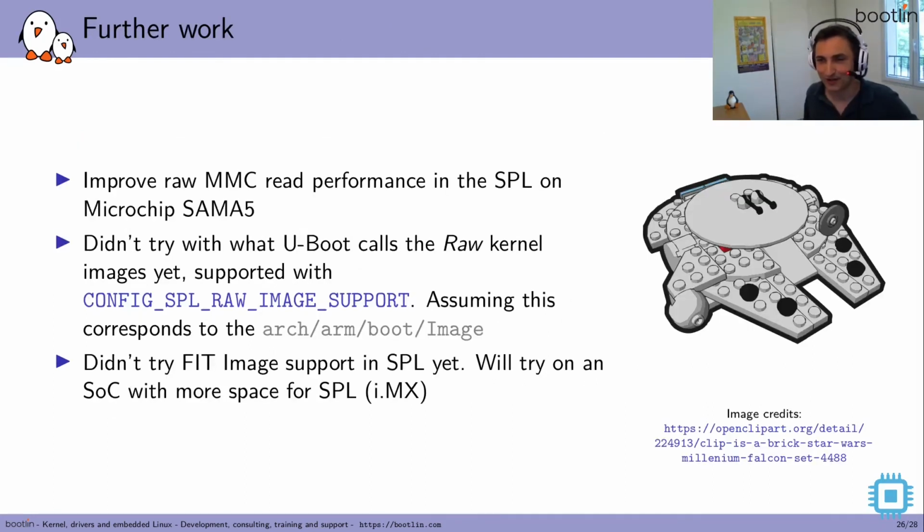Now further work on this topic. The first thing is to work on improving the raw MMC read performance in U-Boot's SPL on Microchip SAME5. Something else I didn't try yet is what U-Boot calls the raw kernel images that are supported with config SPL raw image support. I assume this corresponds to the uncompressed Image in Arch ARM boot image on ARM 32-bit. I didn't try FIT image support in SPL yet. I will try it on an SoC with more space for the SPL, such as i.MX.